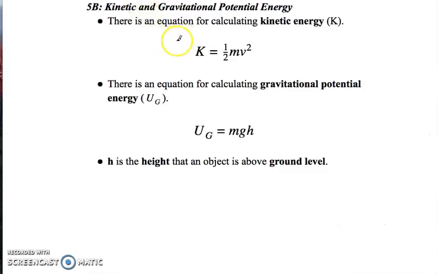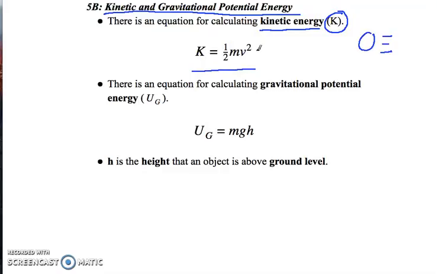Okay, so you see here, in 5B we're going to be looking specifically at kinetic and gravitational potential energy, because these are types of energy that are going to come up a lot. Kinetic energy is the energy of motion of everyday, large objects, like a ball moving. It has the abbreviation uppercase K, and the formula is right here.